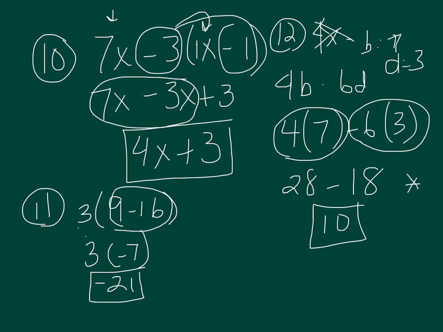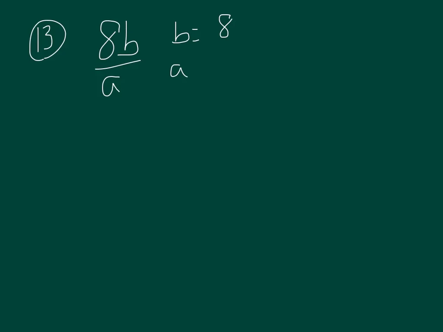All right, and moving forward, we're going to be doing number 13 and evaluate the expression 8b divided by a, and b equals 8, a equals 2. Remember, all important substitute in algebra is so important, and this is 8 times 8, because b equals 8, and divided by a, which is 2.